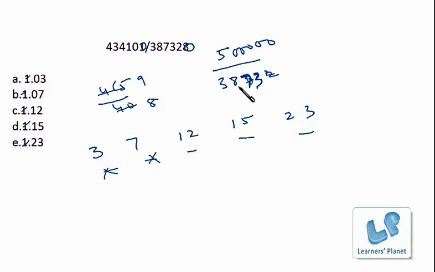Now 20 times of this is what? 76,000 will be double, so 20 times will be 7,60,000, but our numerator is less than 7,60,000, so even this is eliminated because the answer cannot be more than 20, right?